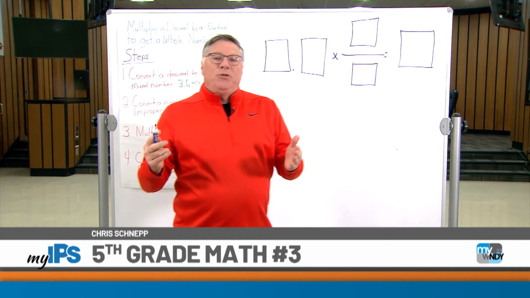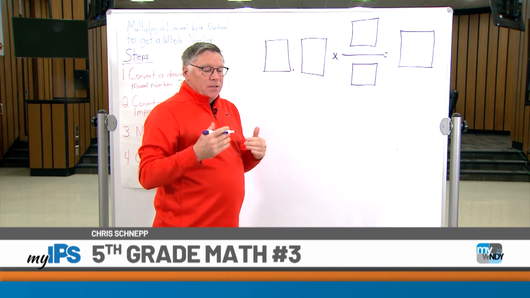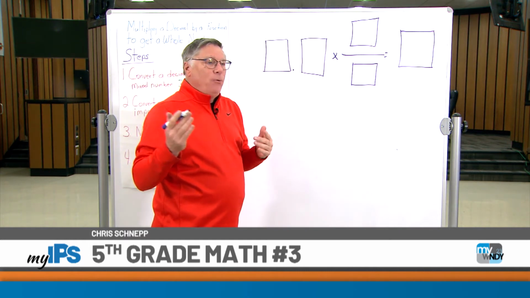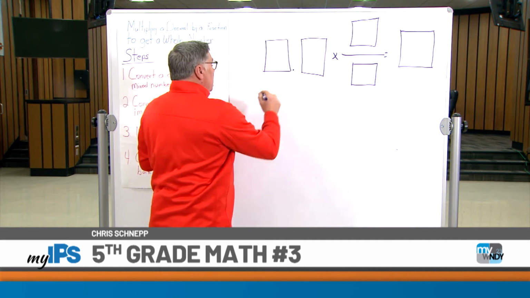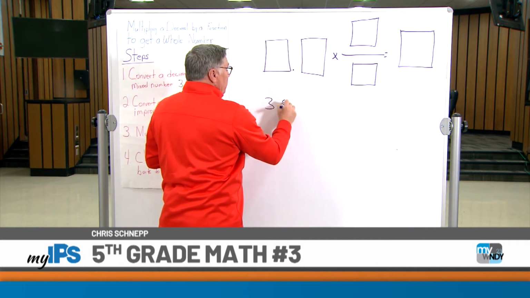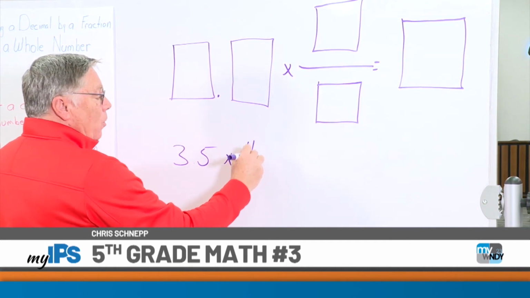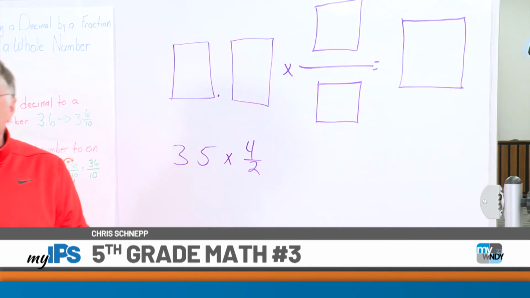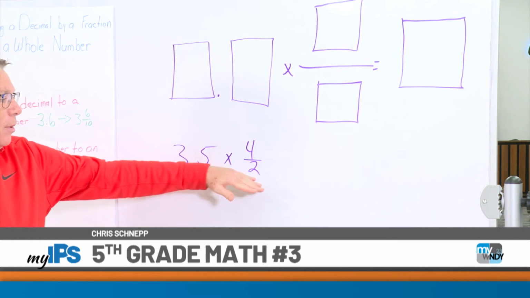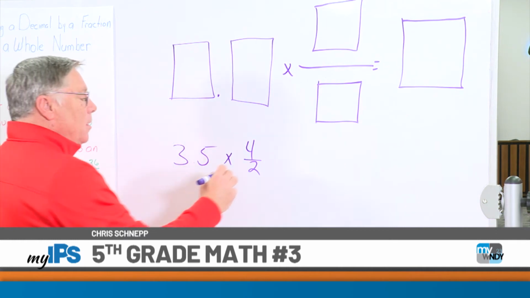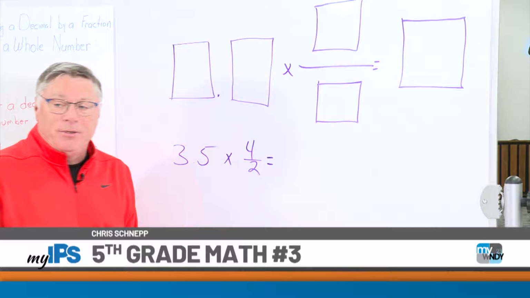So the problem that I'm going to try first off is 3 5/10 times 4 halves, and we're going to see what that equals. Okay, so I'm going to write the first number as a decimal. I'm going to multiply it by 4 halves. And remember, don't say 4 over 2, it's 4 halves. Remember the 2 at the bottom is halves. And we're going to see what the answer is.